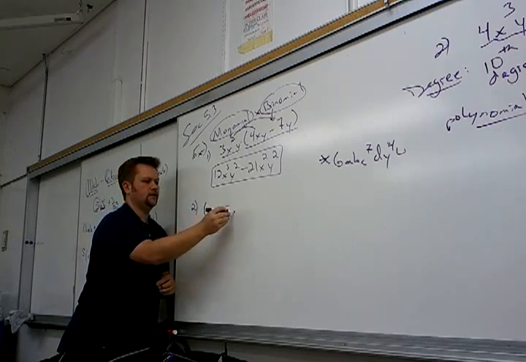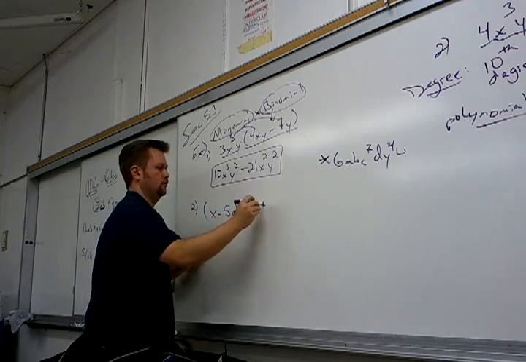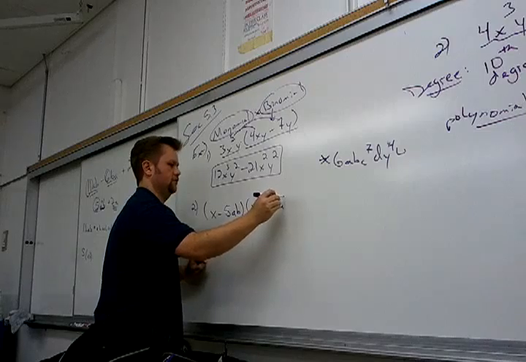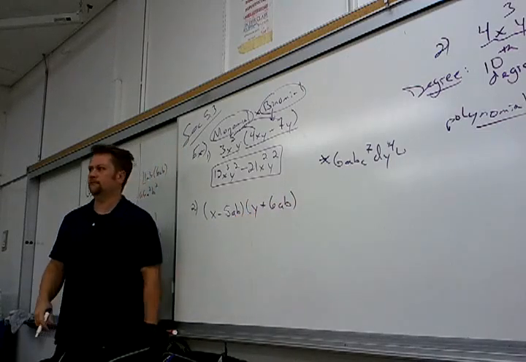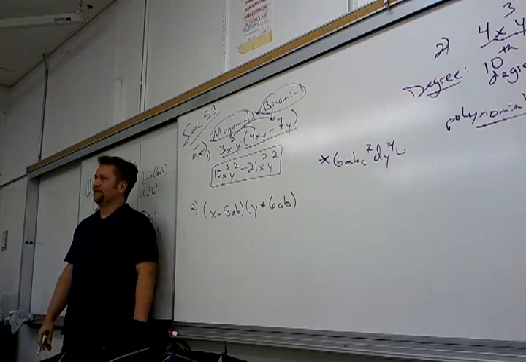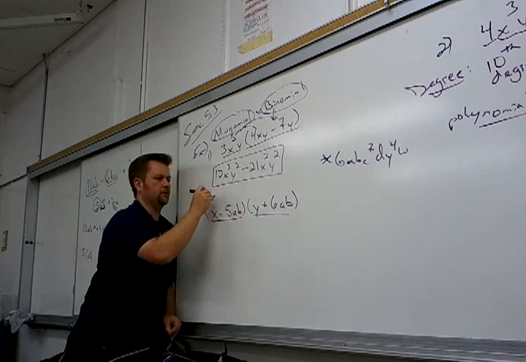Here's the next level. This is a whole new level. It's a FOIL situation. I guess it is kind of old. It's a binomial times binomial.